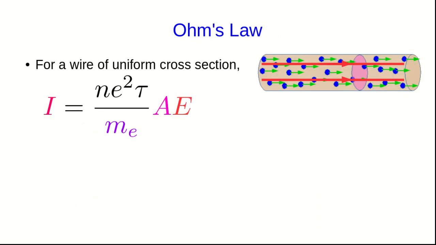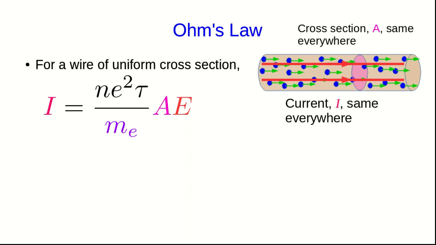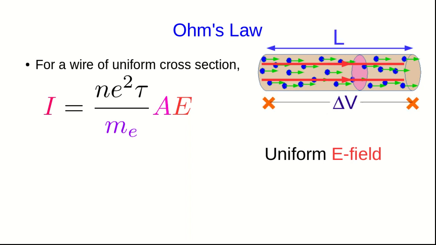Well, it's been a long road, but we can at last write down Ohm's law. So we know that for a wire of some uniform cross-section A, we can write its current in the expression that we developed. And if that cross-section A is the same everywhere, and we know the current has to be the same everywhere, that tells us that the E field strength has to be the same everywhere inside the wire. We have a uniform E field.